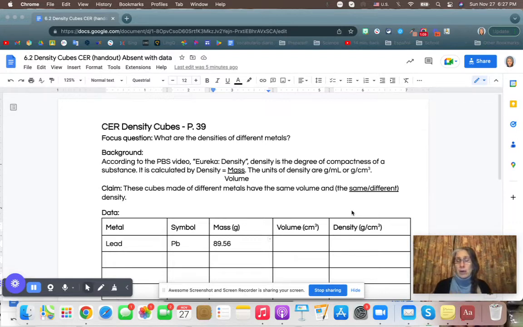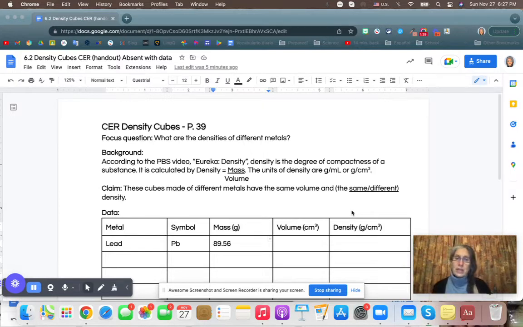Another part of the background, if you're looking at the checklist on page 1, is you need to have a cited source. We watched a video in class. So my background, according to the PBS video, Eureka density, so I'm citing the source: density is the degree of compactness of a substance. It is calculated by density equals mass over volume. So I'm giving them the formula. And the units of density are grams per milliliter or grams per centimeter cubed. So I have at least 3 sentences there.